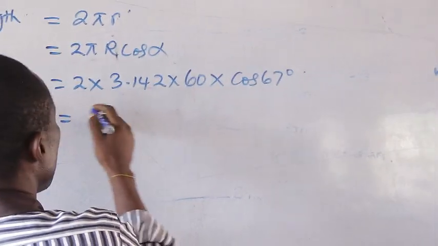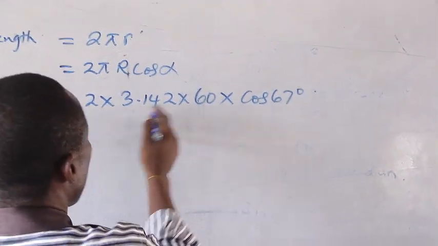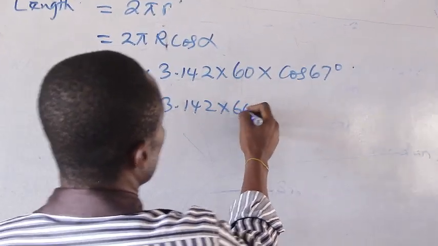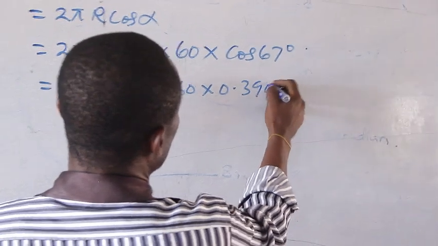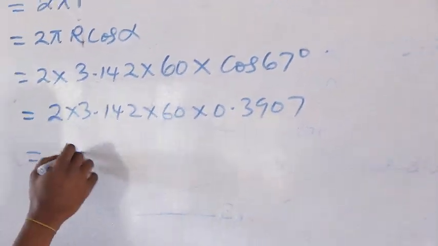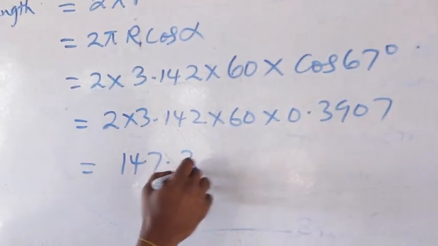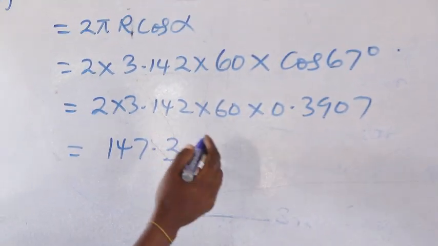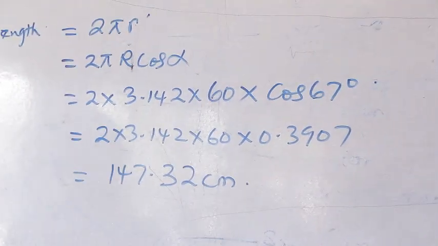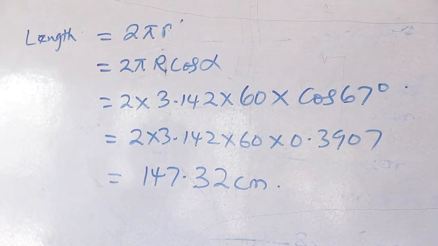67 degrees. So we have 2 times, okay, what is cos 67? 0.3907. Multiply everything together. 147.32 centimeters. Please always remember to put that unit. It is very, very important.